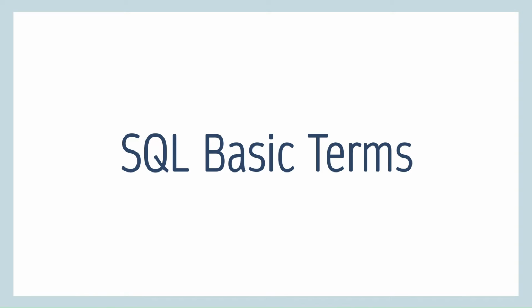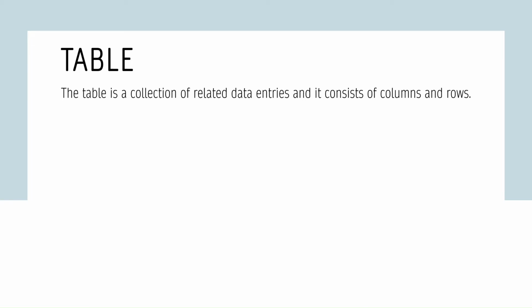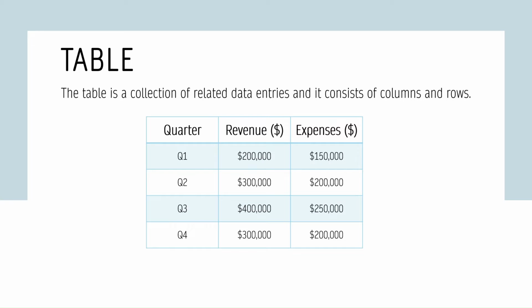You must know if you are learning SQL. तो चलिए देखते हैं कि ऐसे कौन कौन से बेसिक टर्म्स हैं जो आपको जरूर पता होने चाहिए अगर आप सीक्वल पढ़ रहे हैं। So number 1 is table. What a table is, since it is very simple and straightforward, everybody knows that a table is a collection of related data entries and it consists of columns and rows. So here is an example of a table which represents the quarter-wise revenue and expenses of any business, let's say.